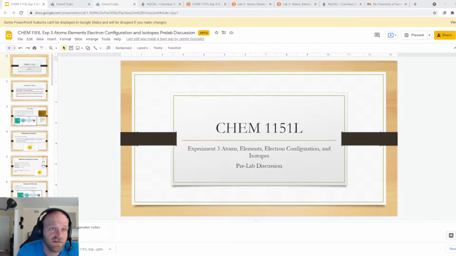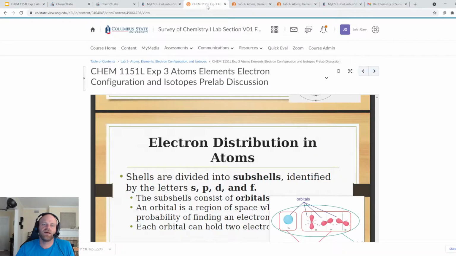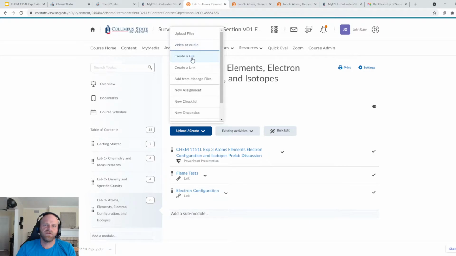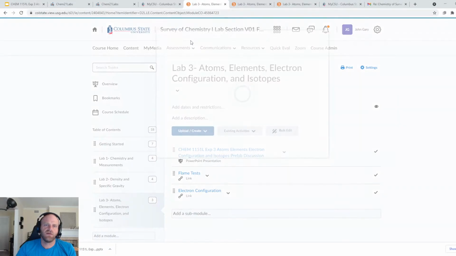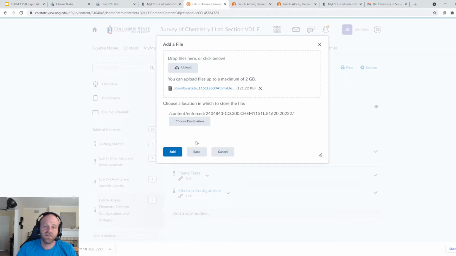Second thing I want to look at is Chem 21. So when you get ready to start your lab, you'll go to Lab 3, obviously, Experiment 3, but you need to open this PDF lab guide, and I'm going to include that in your Cougar View. So let me do that as well. Upload a file. Alright, so this is the PDF lab guide.